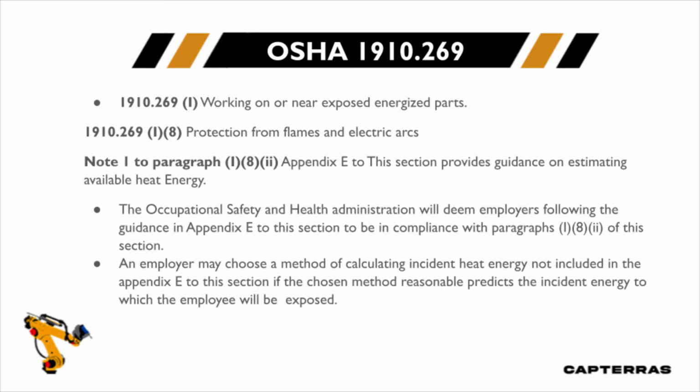Now, when we look at, again, 1910.269, we can see Appendix E provides guidance on estimating available heat energy. For example, we wouldn't use IEEE 1584 above 15 kV. We'd go into the informative Appendix E of the OSHA requirements, and it would tell us which types of calculation methodologies would give satisfactory results, for example, for calculating the incident energy at 46 kV in a substation. They also have some tables in there that can be used for picking PPE and so forth.